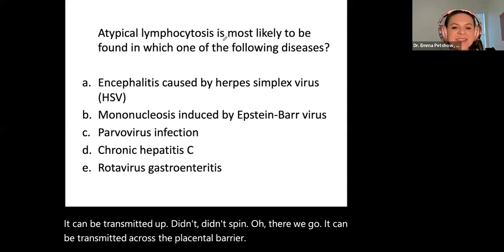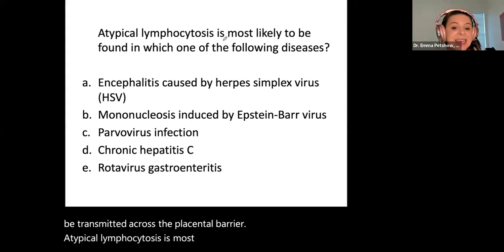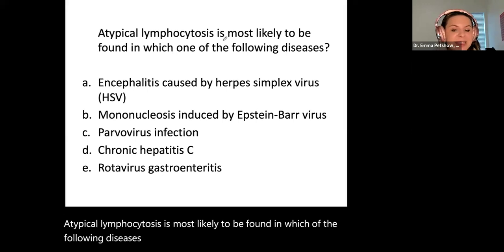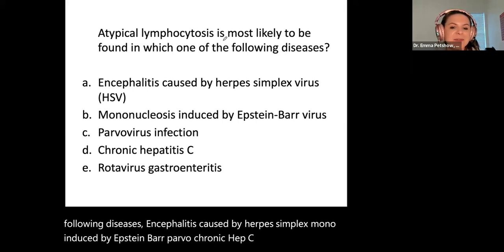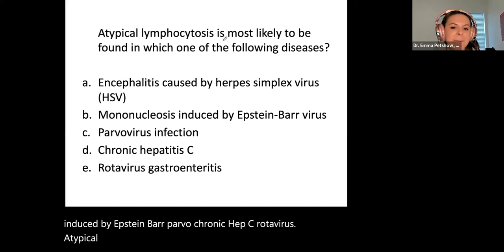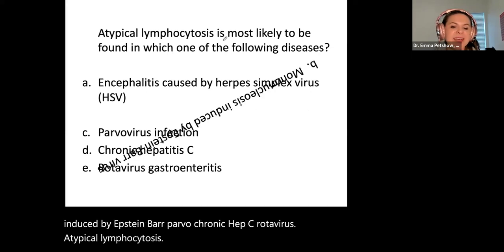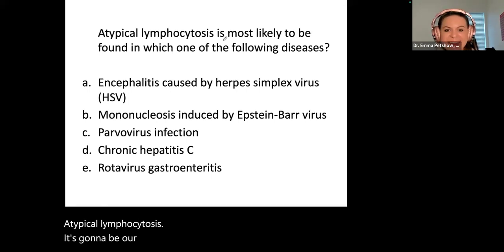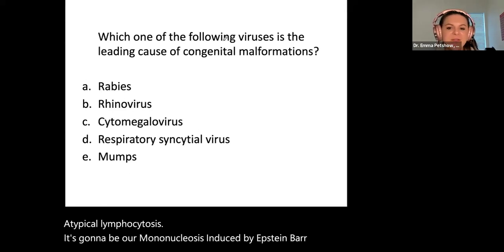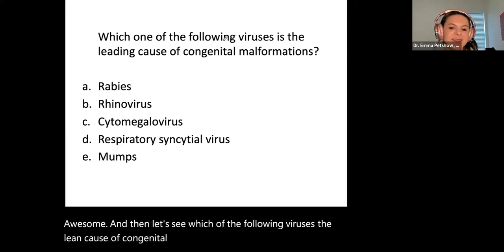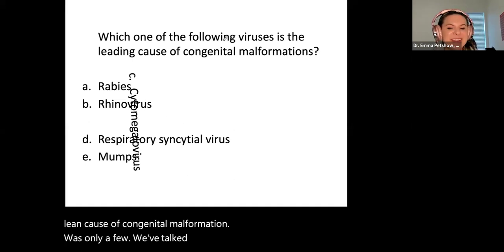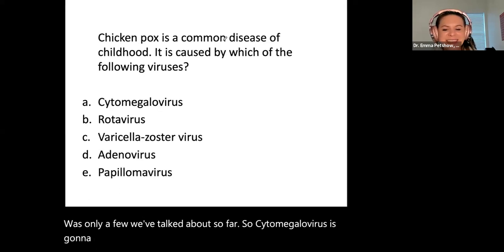Atypical lymphocytosis is most likely to be found in which of the following diseases? Encephalitis caused by herpes simplex, mono induced by Epstein-Barr, parvo, chronic hep C, rotavirus. Atypical lymphocytosis is going to be our mononucleosis induced by Epstein-Barr. Awesome. And then, which of the following viruses is the leading cause of congenital malformations? There are only a few we've talked about so far. So cytomegalovirus is going to be our leading cause.